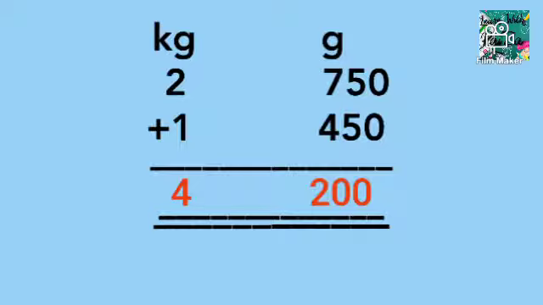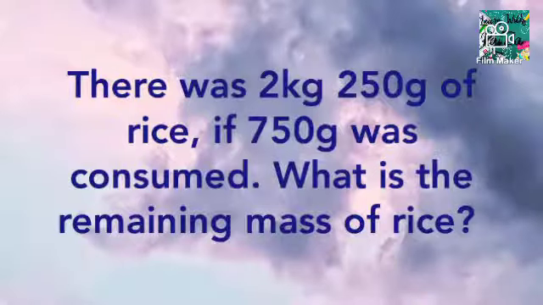Then 1 plus 4 is 5... 5 plus 4... and that one goes near the kilogram place value. So 2 plus 1 plus 1 is 4. So what is the total mass of the cylinder? 4 kilograms 200 grams. Well, the second question is about subtraction.